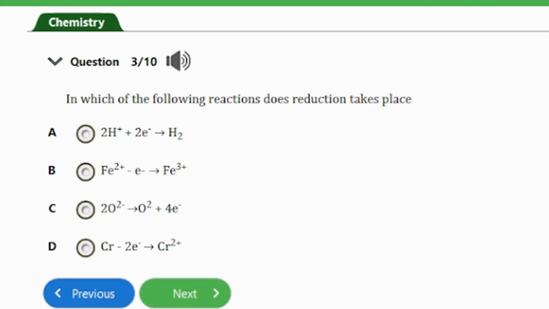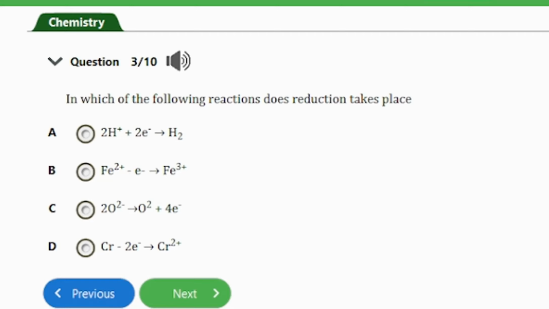Let's consider the next question, guys. Question number 3. It says, in which of the following reactions does reduction take place? So we have here the options A to D. So option A here, 2H ion plus 2 electrons to give H2, that's a molecule of hydrogen. So we have option B here. So Fe ion with plus 2 minus an electron to give Fe ion with plus 3.